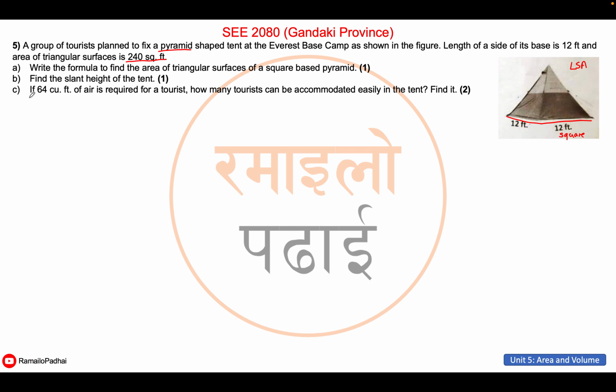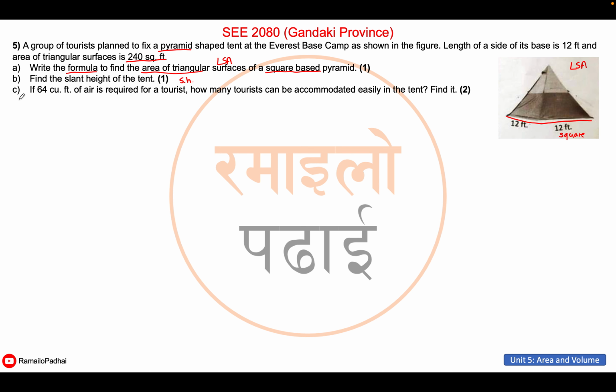Okay. Now in A, write the formula. So we need to write the formula to find the area of triangular surfaces of a square based pyramid. The question already mentioned that the tent is square based, as we have already concluded. So we will write the formula of lateral surface area of a square based pyramid. That is quite easy. In B, find the slant height of the tent. We need to find the slant height, and from the formula of LSA we can find the slant height easily.